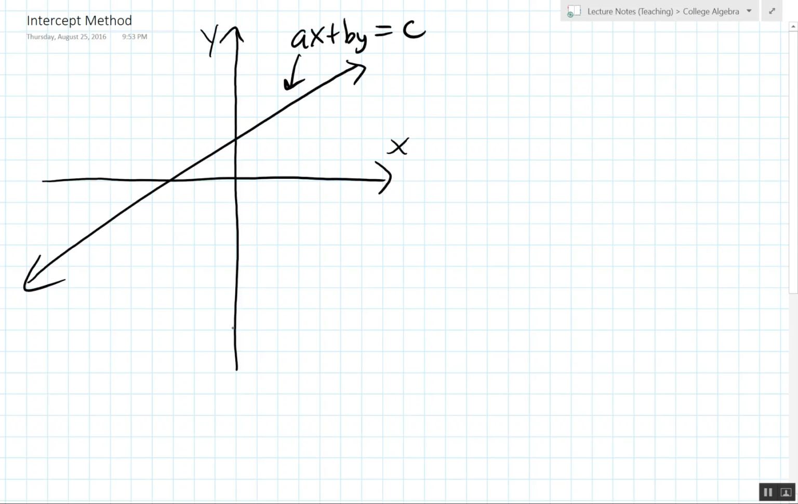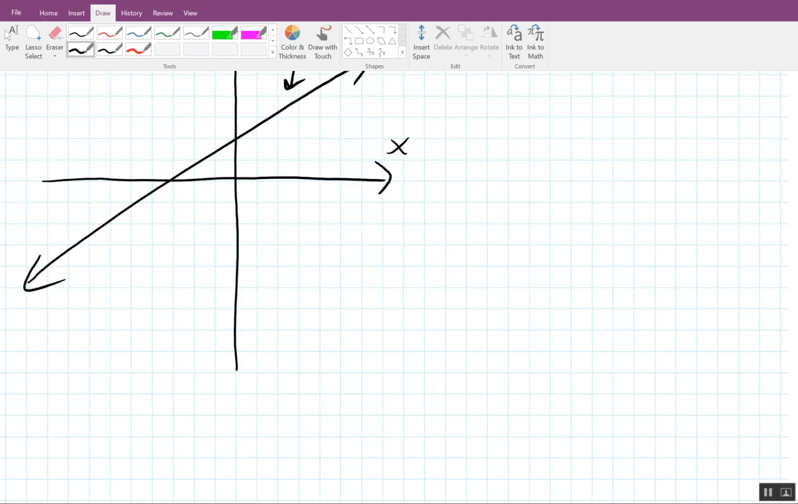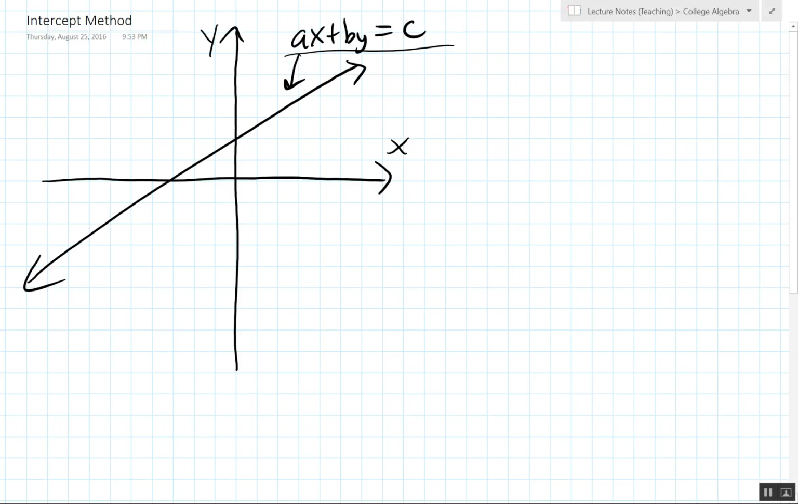We're going to talk about a new method for graphing lines called the intercept method, but before we do that, we have to introduce two new concepts. But they should be very familiar to you all. This is called the x and the y intercept. So notice that the graph of this line intersects the x and y axes. And this is what are known as the x and y intercepts.